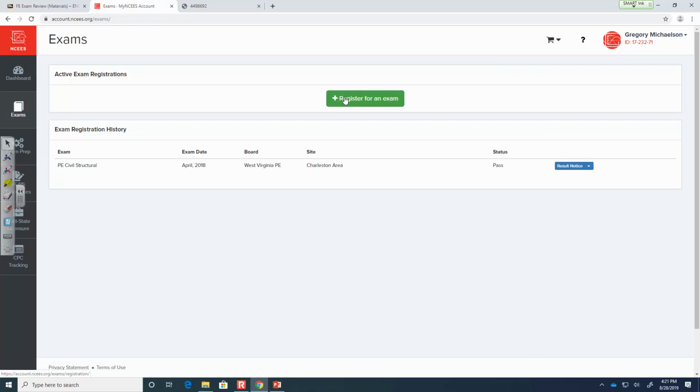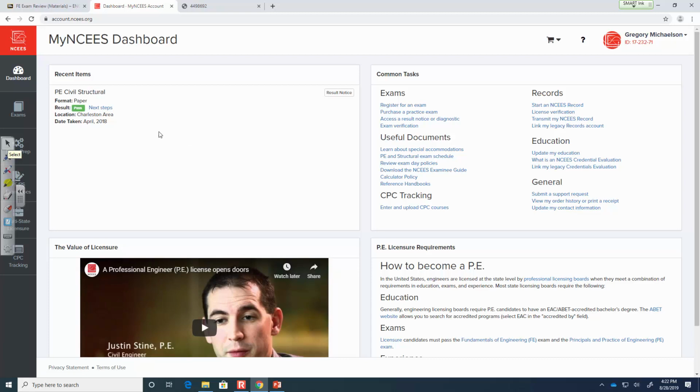Now, this is where you would register for the exam. So if you want to register for your FE exam, this is where you would register for it, pay for it, pick your exam date, and so on and so forth. This is all going to happen here. If you go to the dashboard right here, if you go over here on the right, there's a lot of pretty useful links. Like for instance, this is the calculator policy. Right here is the reference handbooks. So all of that stuff is right here. So I just want to make sure that everybody's aware of this.